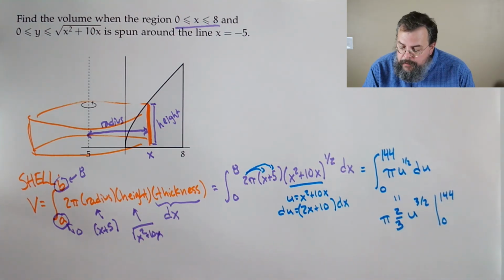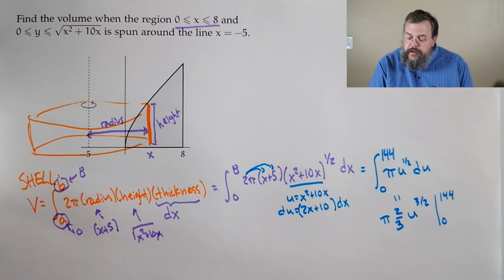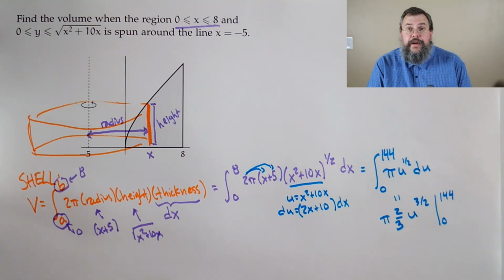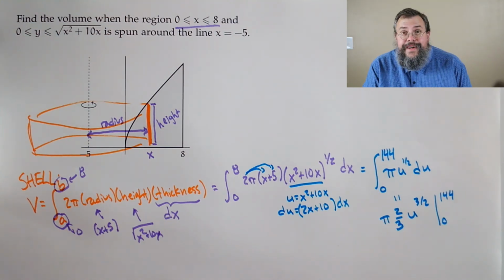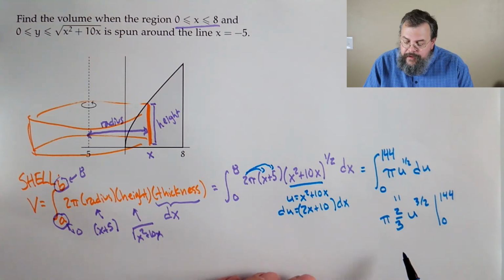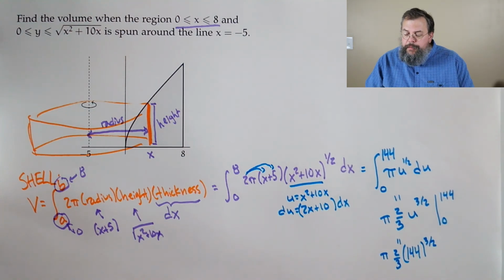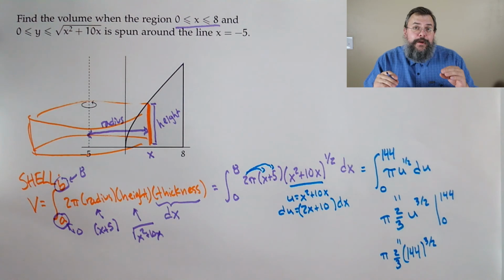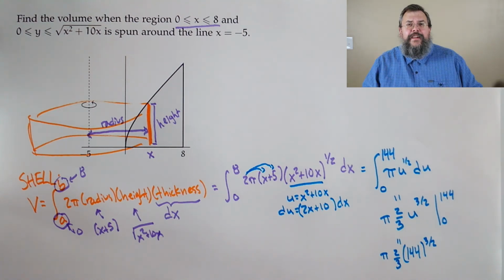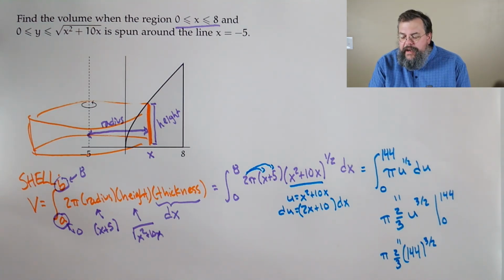All right, well, okay. Well, the nice thing is you plug in 0, you get 0. So this is pi times 2/3 times 144 to the 3/2. And we would probably be okay if we left it like that. Now, let's see if we can maybe just squeeze a little bit more out of that. Because I have hope that maybe we can squeeze a little bit more out.